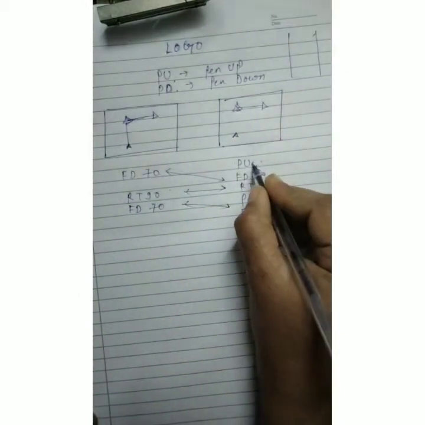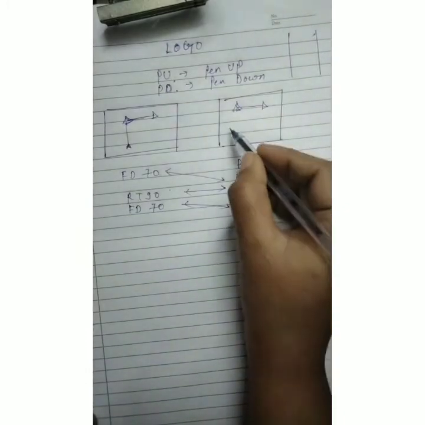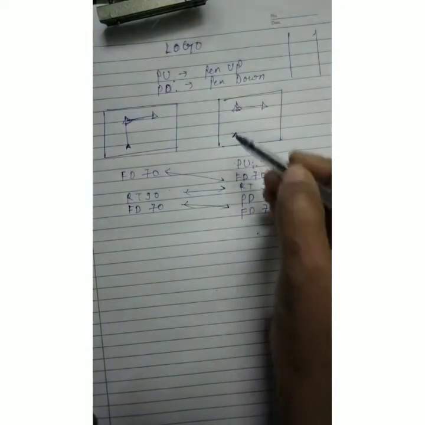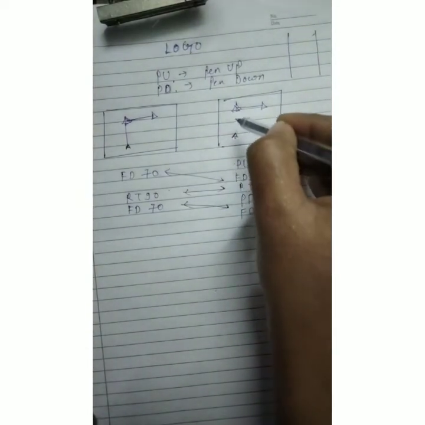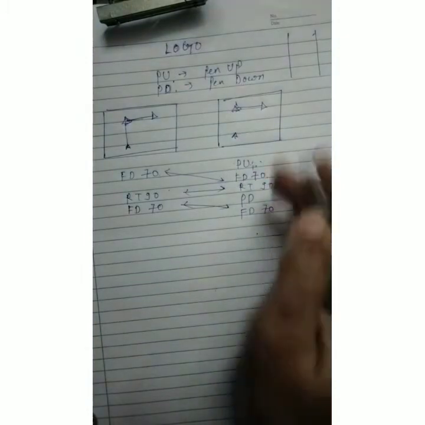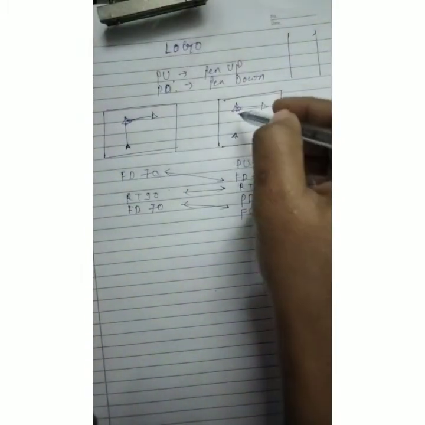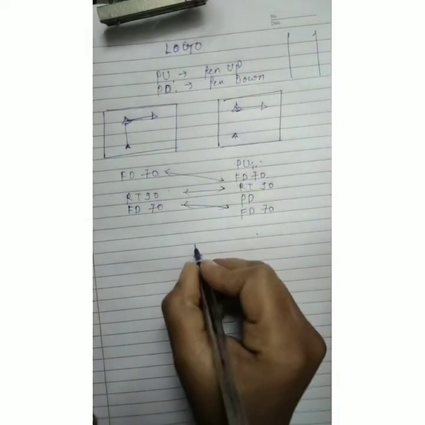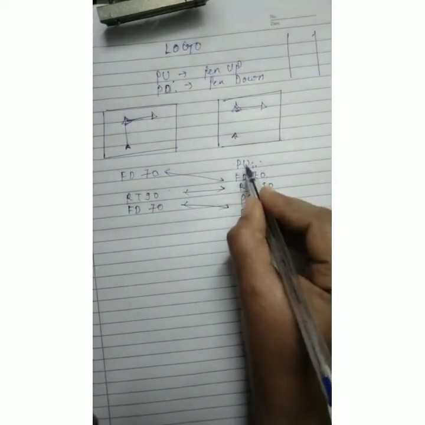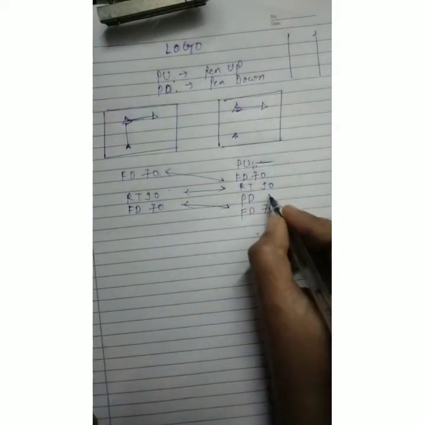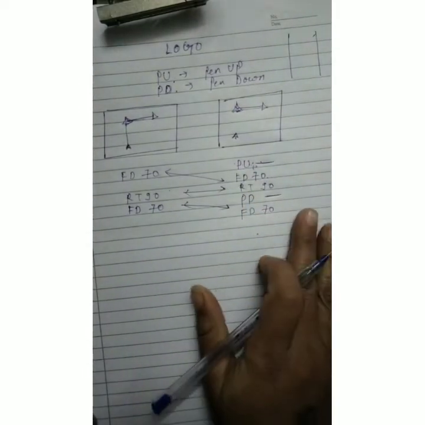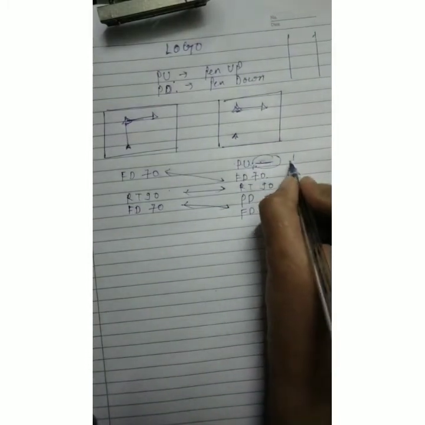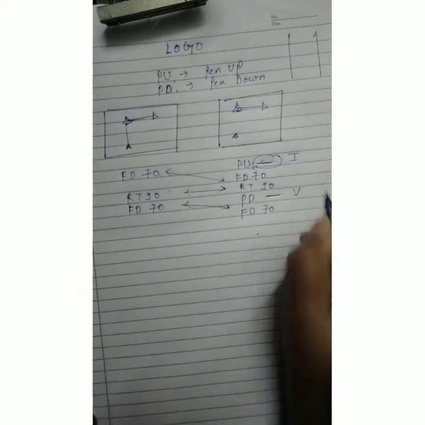Now you can see, I have written first PU, then FD70. PU, pen up, FD70, means the turtle will move in the same direction by 70 steps, then RT90, the turtle will take a turn, then pen down and then FD70. So it is very clear, whenever you want to make an invisible line, you have to write pen up, and for a visible line, pen down.